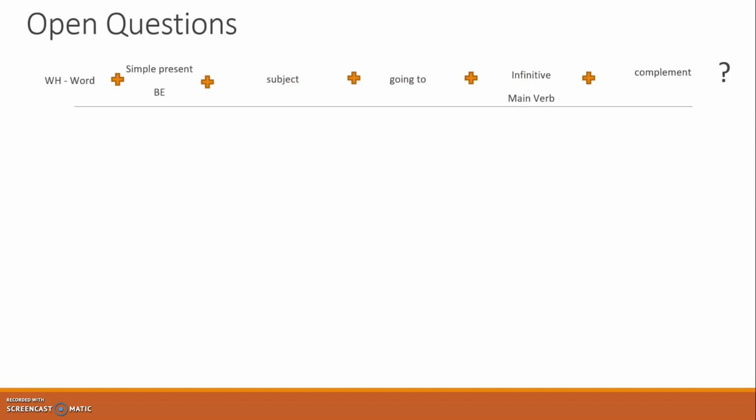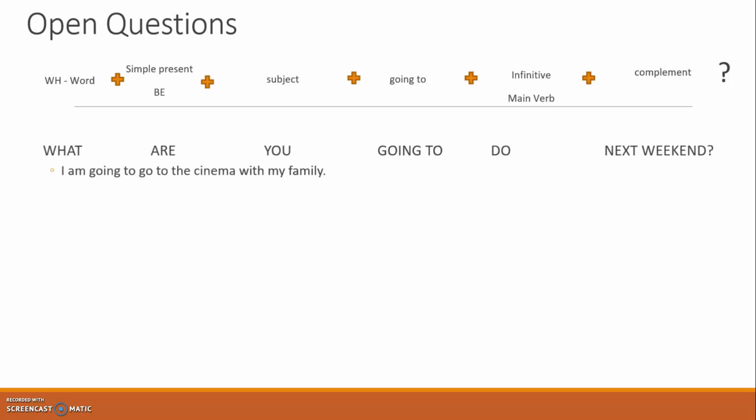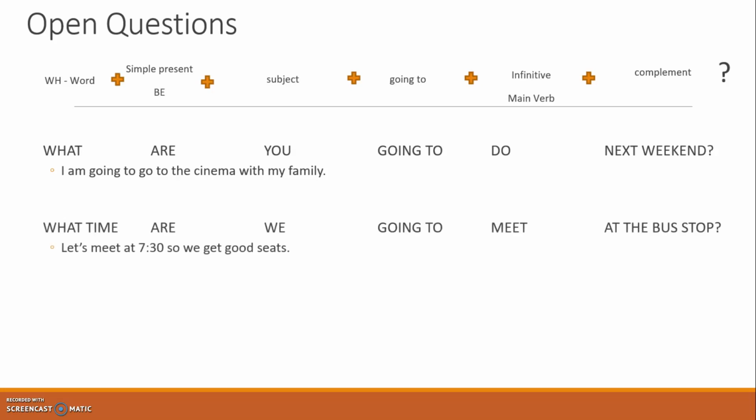Open questions have the same structure. The difference is that the first word we're going to use is a WH word. For example, what are you going to do next weekend? I'm going to go to the cinema with my family. What time are we going to meet at the bus stop? Let's meet at 7:30 so we get good seats.